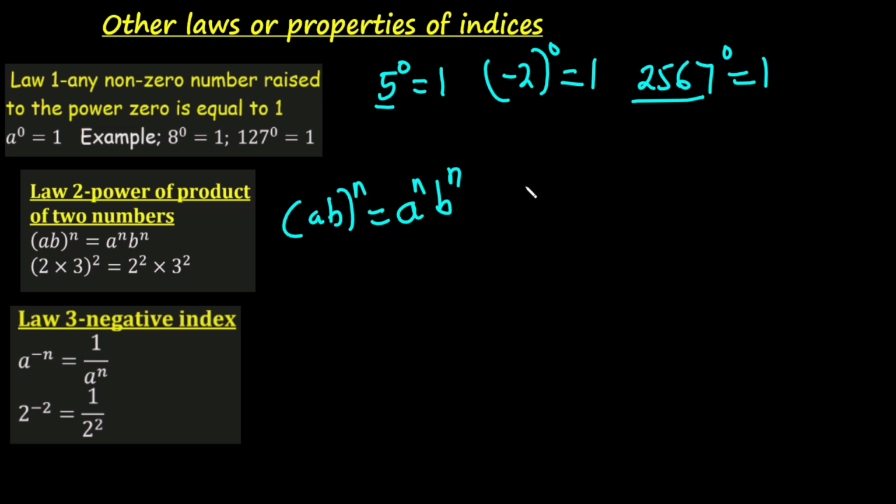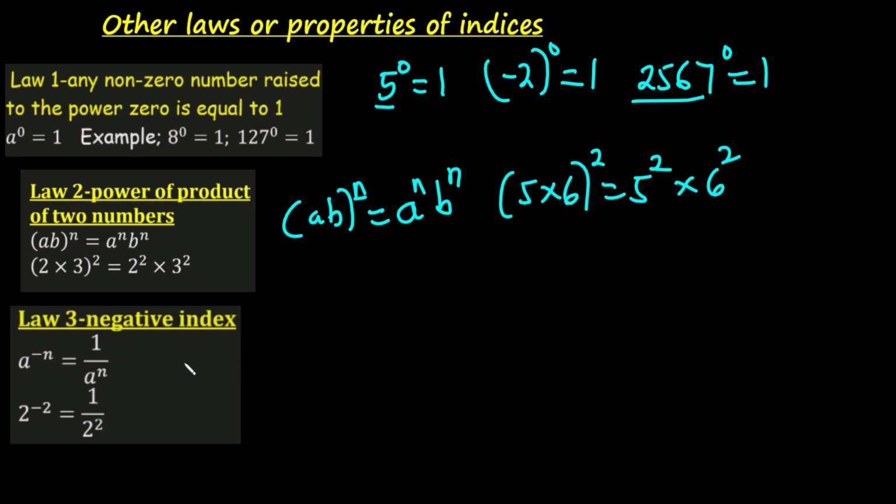For example, I can have 5 times 6 all raised to the power 2. To simplify this one, I write the 5 with power 2 and also write the 6 with power 2, which means this power is affecting both the 5 and the 6. That is basically what this property is talking about. When we have two numbers in brackets or parentheses, the power affects not only the A or the B, it affects both the A and the B.